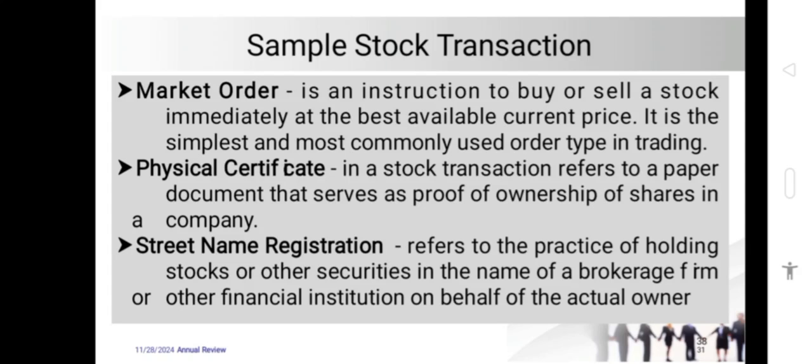Next is the physical certificate. What is a physical certificate? A physical certificate represents the ownership of stock shares in paper form, which can be presented to prove ownership or to transfer shares. It provides a tangible record, although its use has decreased with the rise of electronic systems.